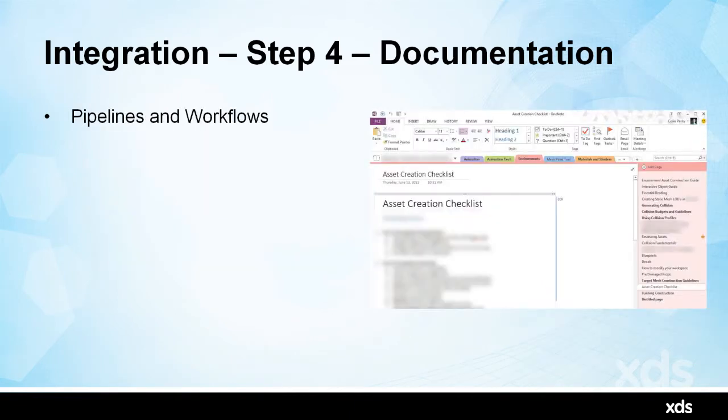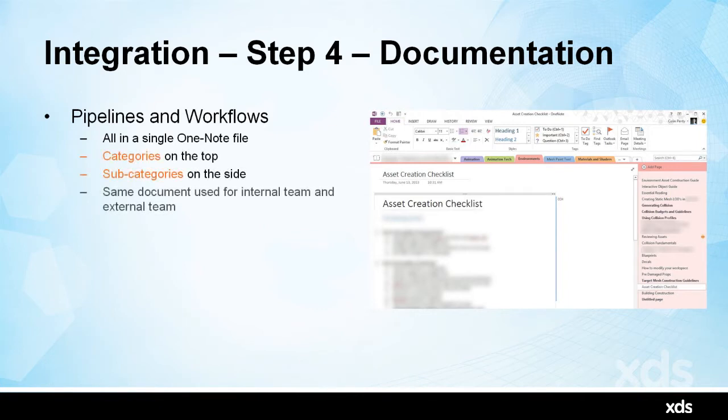So this is what we did at Black Tusk. We have a single OneNote that has every workflow and pipeline in it that we've ever made. This is an image of it here on the right. Categories on the top, subcategories on the side. It's the same document used for the internal and the external team, so it's shared for both. We don't have it in 2 places, which is really, really nice.